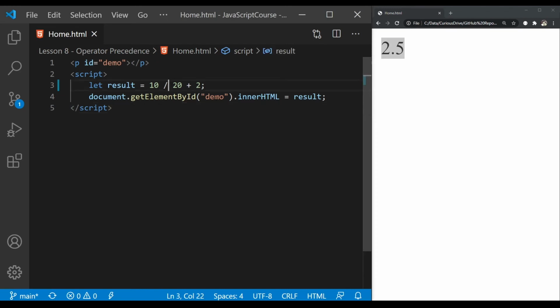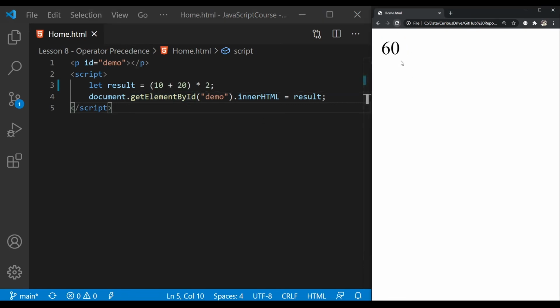If you want to add the numbers first, then you can put them around parentheses. Let's say if I want to add 10 plus 20 and then multiply that, then I can put it around parentheses. Then it's going to add these numbers together first. 10 plus 20 is going to make it 30 into 2. It should print 60 here.